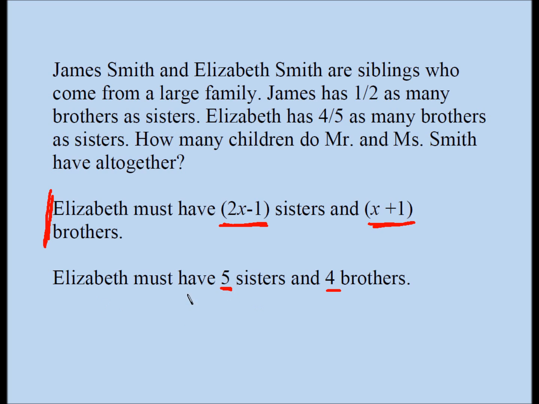Now, Elizabeth has 9 siblings, but we are not interested in the total number of siblings Elizabeth has. We are interested in how many children Mr. and Ms. Smith have altogether. And that should include Elizabeth, so my answer should be 5 plus 4 plus 1.